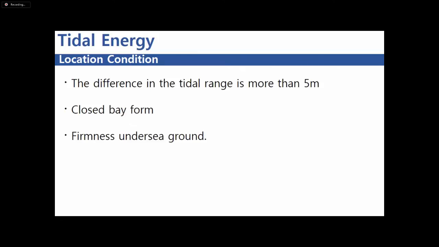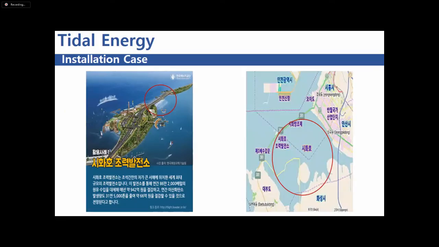Finally, the ground should also be strong enough to allow generating electricity. So the difference between tides is important, and also the cross waveform, and finally the firmness of the ground. Mostly this is representative of tidal energy plants. So you can see that the site is closed.